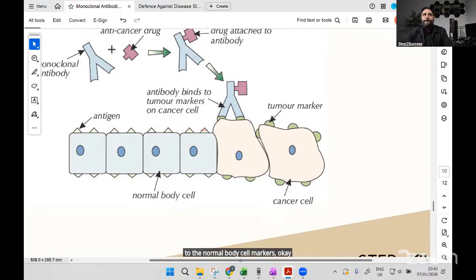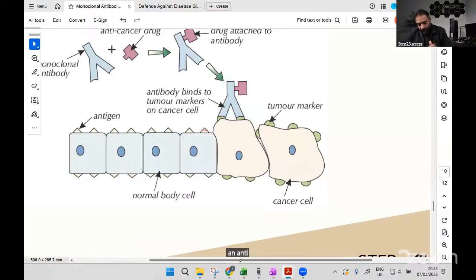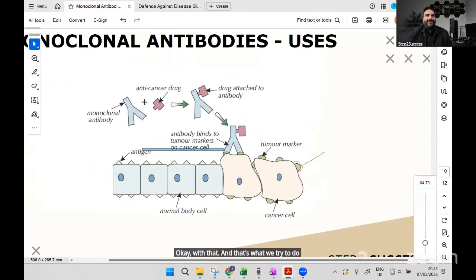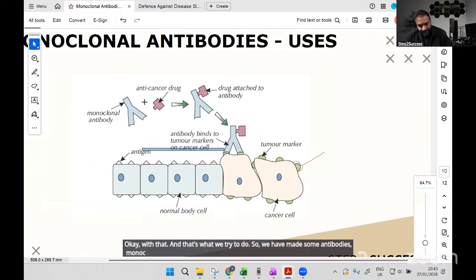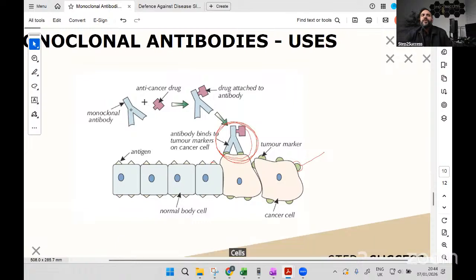And so, if it were possible to make an antibody that only attaches onto this, then we could do something useful with that. And that's what we try to do. So we have made some antibodies, monoclonal antibodies, that only fit on, as you can see here, to those cells. They don't fit onto these ones, so they don't go to your normal body cells. They only attach onto the cancer cells.